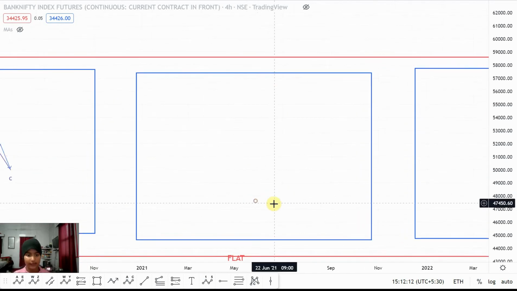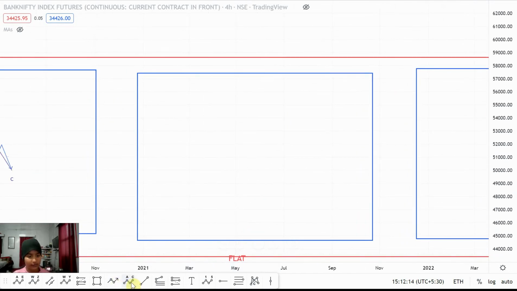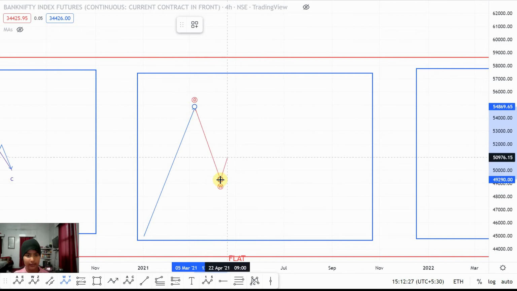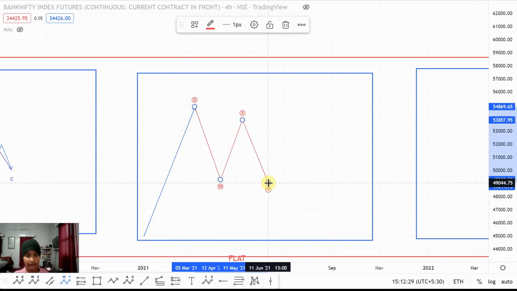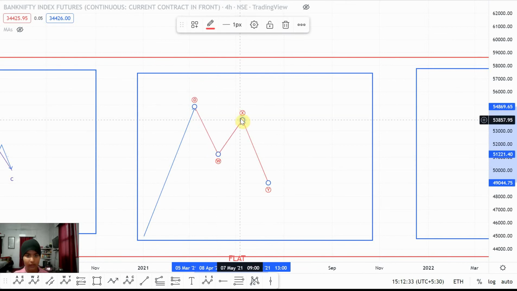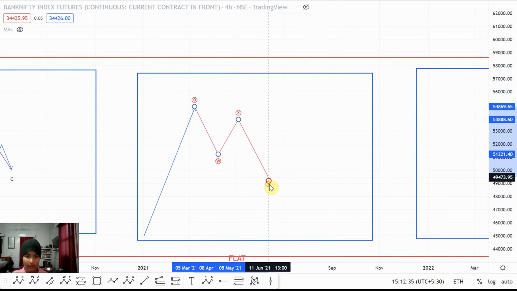The second zigzag is like this. We've got the impulse, and instead of it being ABC, I'll mark it as W, X and Y this time, somewhere here.